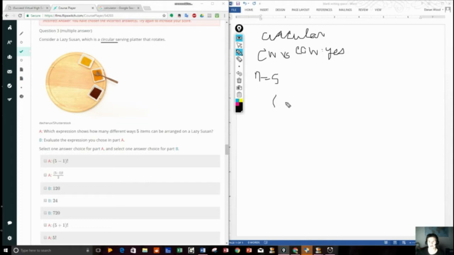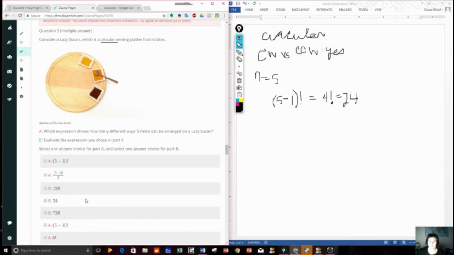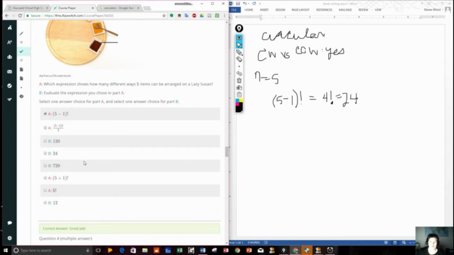So our circular pattern would be n minus 1, so 5 minus 1 factorial, which equals, 5 minus 1 is 4, so we would have 4 factorial. And let's go and evaluate it. So 4 factorial is going to equal 24. And so we're going to have 5 minus 1 factorial. It's not divided by 2 because clockwise versus counterclockwise does make a difference in our permutations. And we're looking for 24.